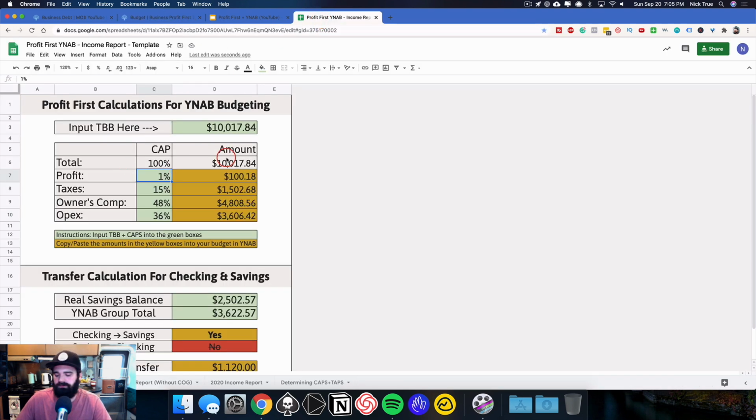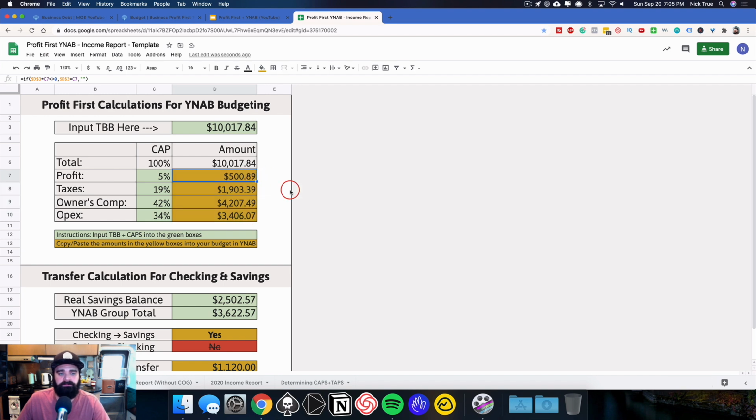All right, so our profit is 5. Our taxes are 19. Our owner's comp is 42. Our OPEX is 34. So the green boxes on the spreadsheet are your input. So all I have to do is make sure that these numbers are right and then paste my to be budgeted here. And then the yellow numbers are my outputs.